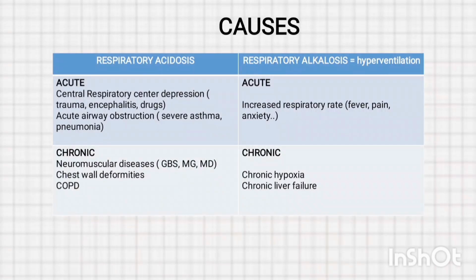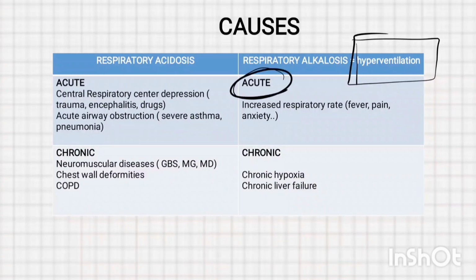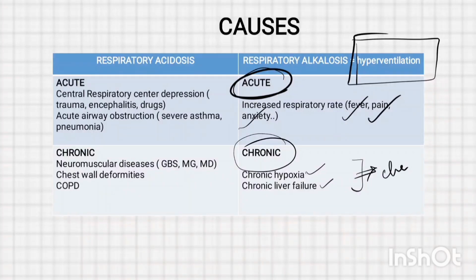Now let us finish alkalosis part first. Just remember one word for alkalosis: hyperventilation. In any case of hyperventilation, there will be respiratory alkalosis. In case of acute respiratory alkalosis, we can think of acute conditions where there is increased respiratory rate, like fever, pain, anxiety. In case of chronic respiratory alkalosis, we have chronic hypoxia, chronic liver failure, which is again nothing but chronic hyperventilation. So there is one word for respiratory alkalosis, that is hyperventilation.